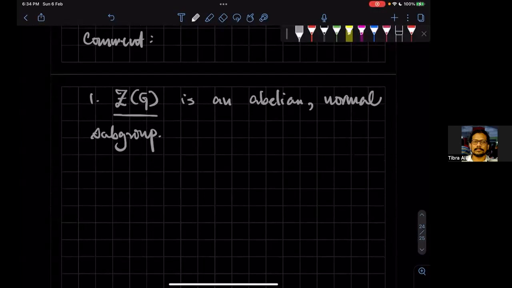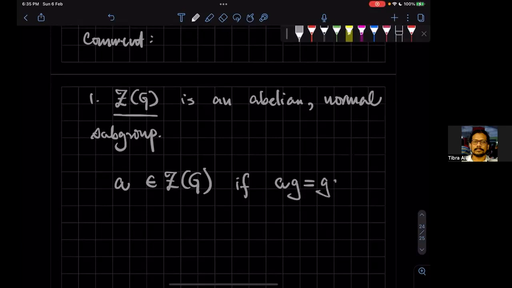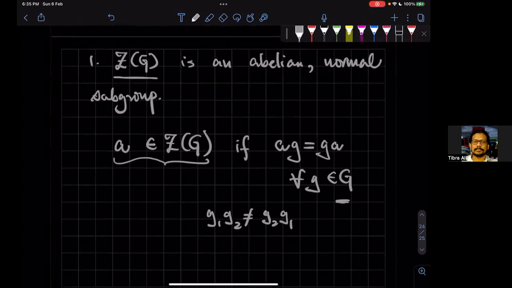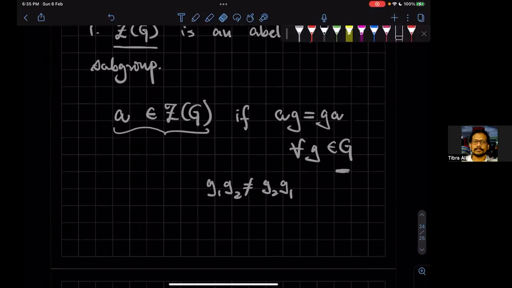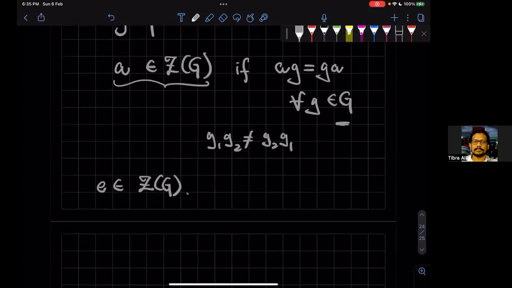So, okay, let me just break it down. A is a part of the center of the group if A times g is g times A for all g of the group. That doesn't mean that the group itself has to be abelian. There could be, say, g1, g2, which do not commute. They are not in the center, okay? So if A satisfies this for all g, then A is in the center. So obviously E, of course, is in the center.